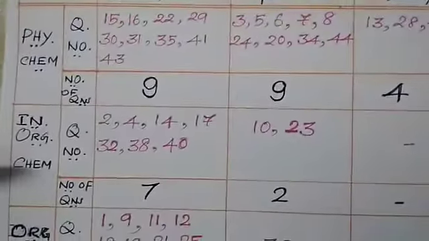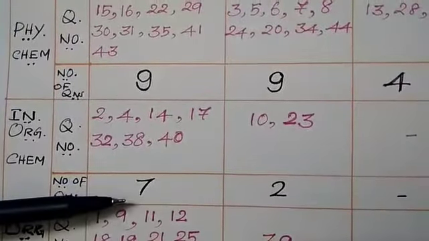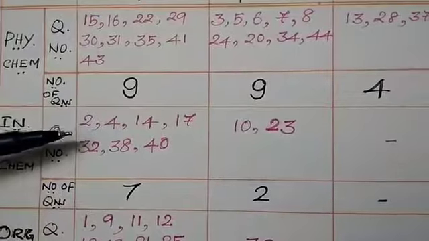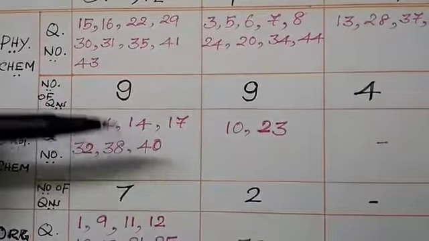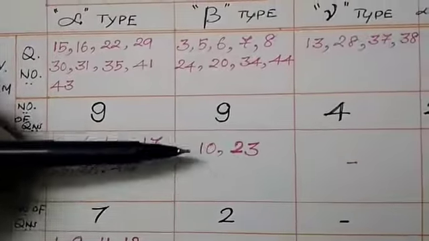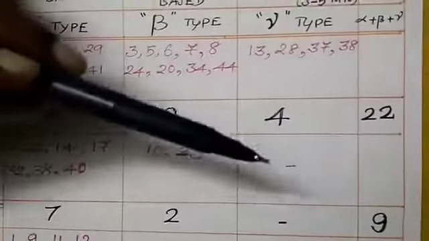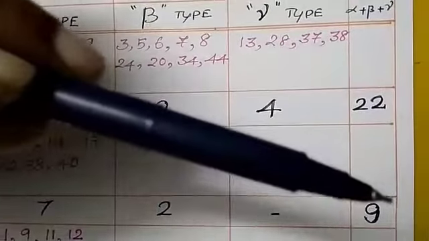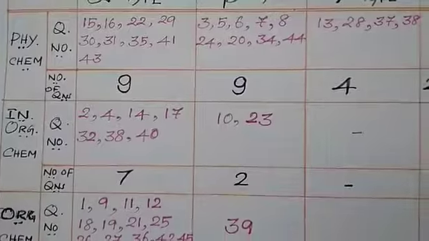Now we are coming to the next one, the inorganic chemistry. Here, alpha type questions are 7, with the question numbers 2, 4, 14, 17, 32, 38, 40 belonging to alpha type, and 10 and 23, 2 beta type questions are there. There are no gamma type questions. Only 9 questions, you see, only 9 questions in the inorganic chemistry.